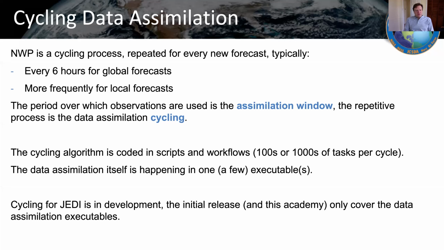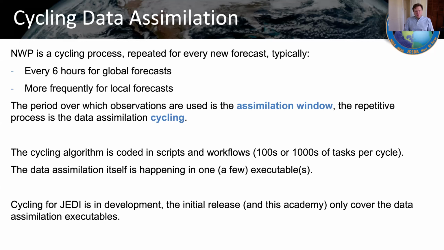Now, I just wanted to clarify that the cycling algorithm is really something that's coded in scripts and in workflows. And a typical cycling data assimilation system is made of hundreds or thousands of tasks per cycle. So these are all independent executions that will run on typically an HPC system and be coordinated by some workflows and some scripts that can control in which order they run, and when the output of a task is used as an input for the next one, and so on.